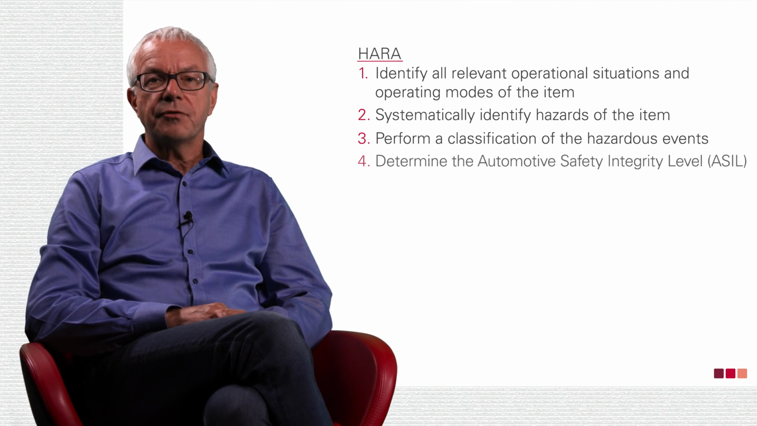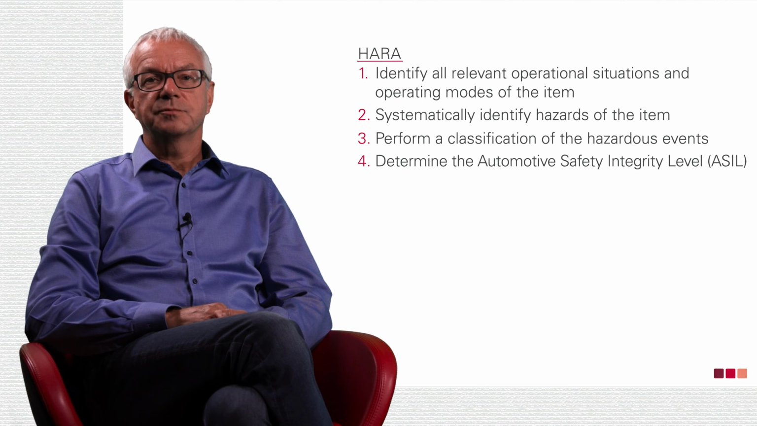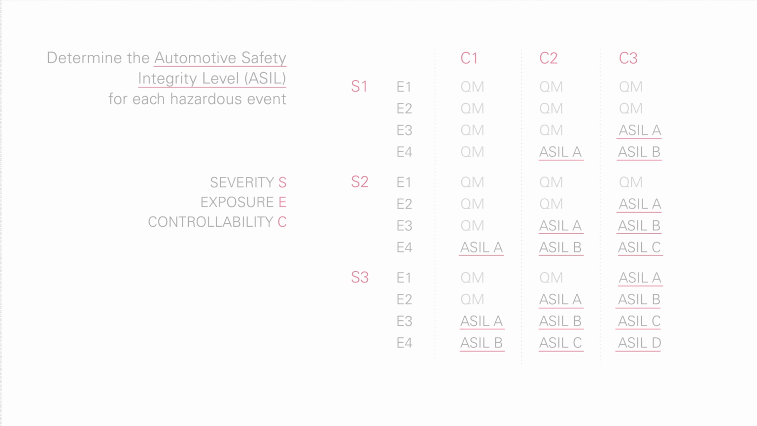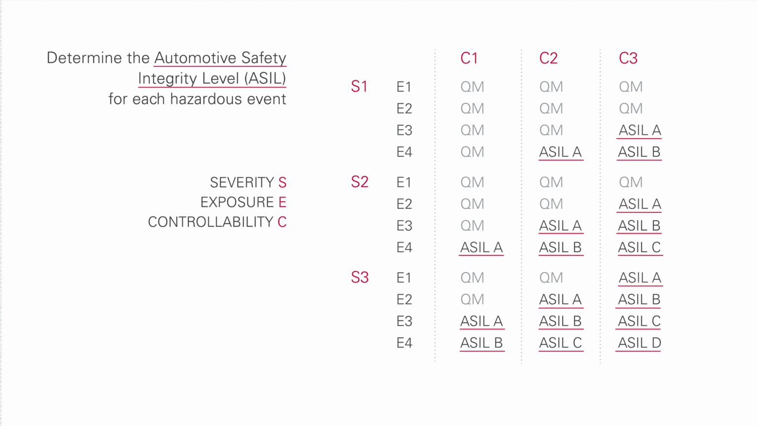We've now reached the 4th step of our HARA. For this step, you determine the Automotive Safety Integrity Level, or ASIL, for each hazardous event. You can do this quite simply by looking at this table, which has 3 estimated values for S, E and C and provides you with the ASIL.